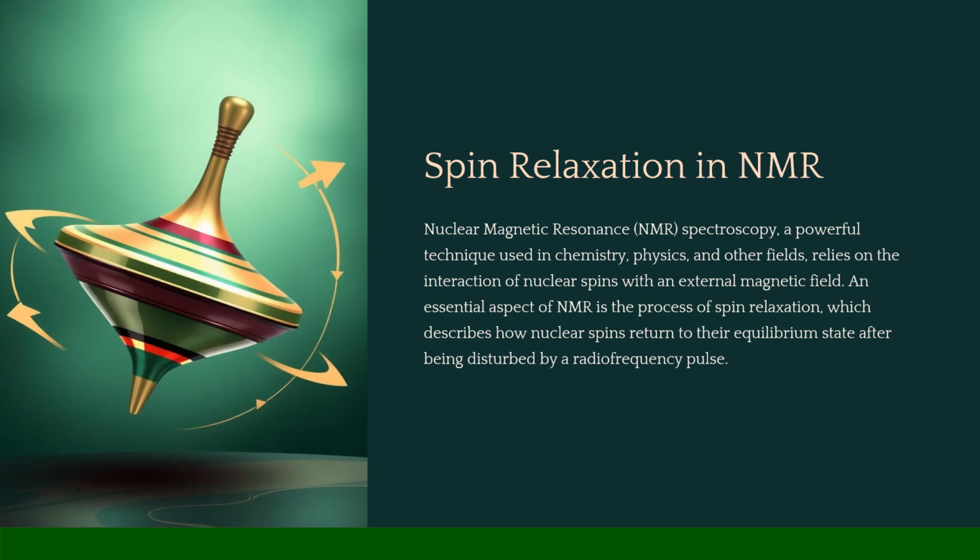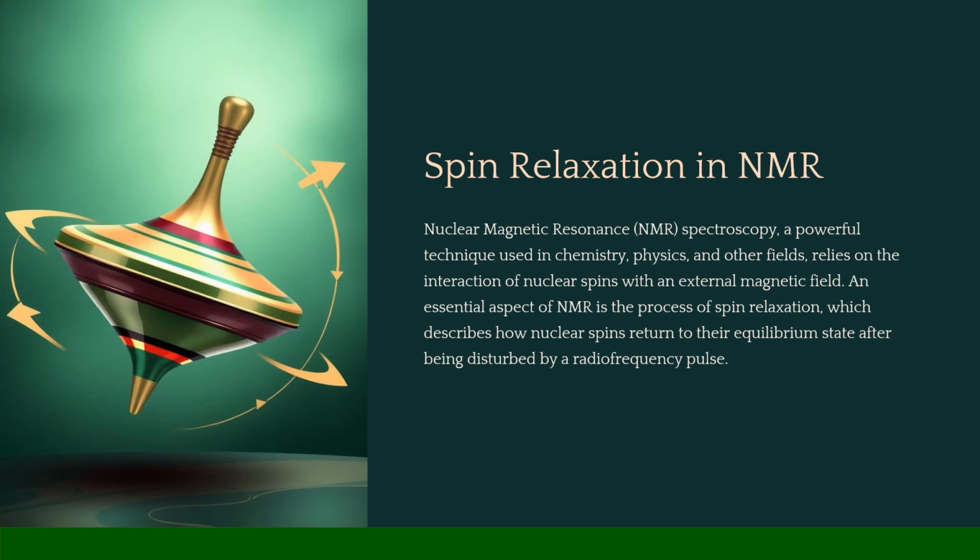This process is governed by two primary mechanisms: spin-lattice relaxation, T1. This describes the exchange of energy between the nuclear spins and their surrounding environment, the lattice, leading to the recovery of magnetization along the longitudinal axis, the z-axis. Spin-spin relaxation, T2. This involves the interactions between neighboring nuclear spins, leading to a loss of coherence in the transverse plane, the XY plane, and the broadening of signal peaks.